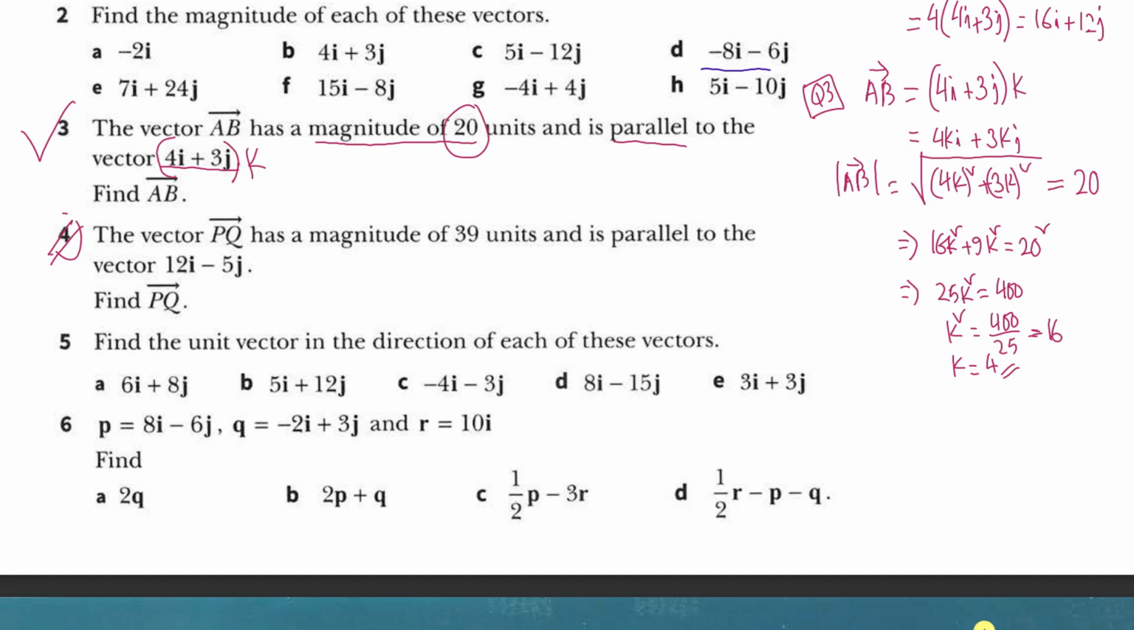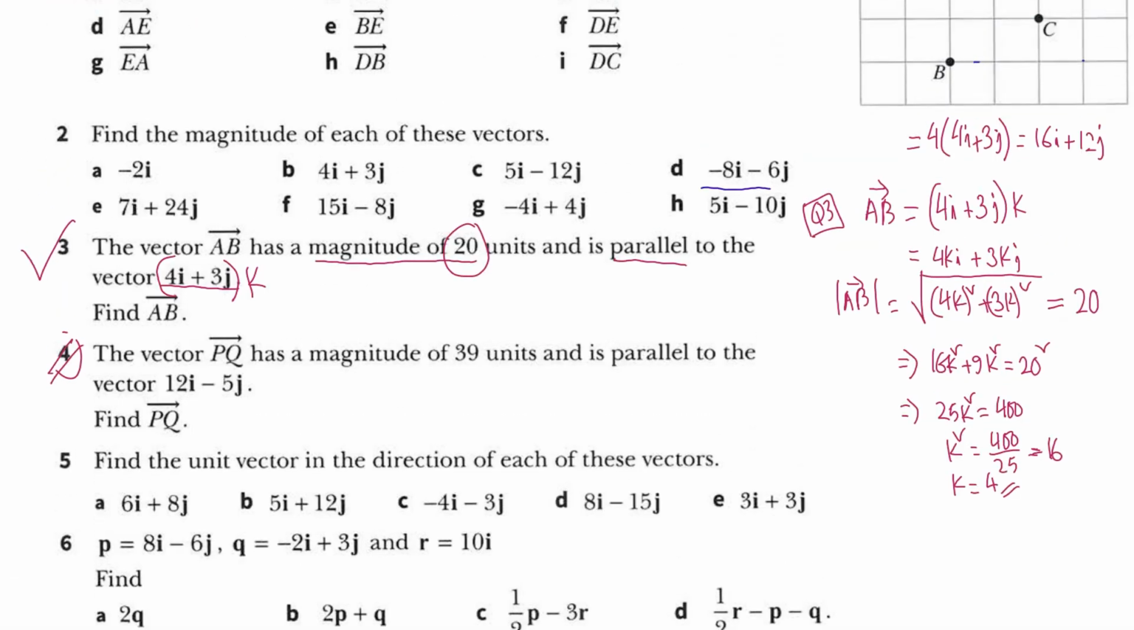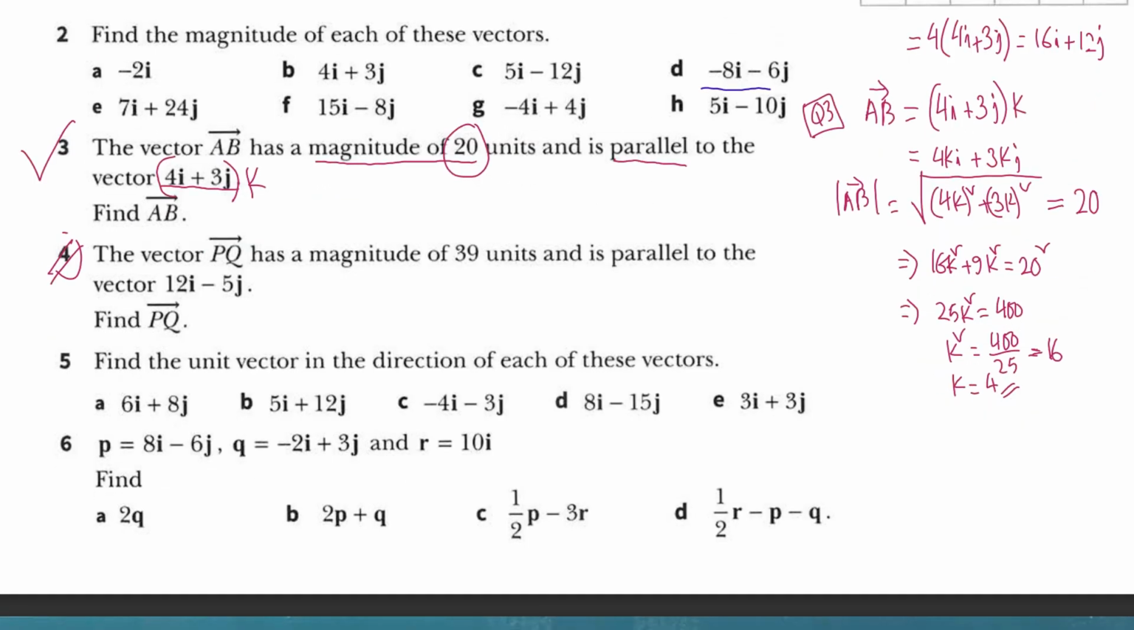Question number 5, find the unit vector in the direction of this. We know the magnitude of the vector, but a unit vector is a vector. If we divide the vector with its magnitude, then we would get the unit vector. Let me show one question from here. All questions are similar type.